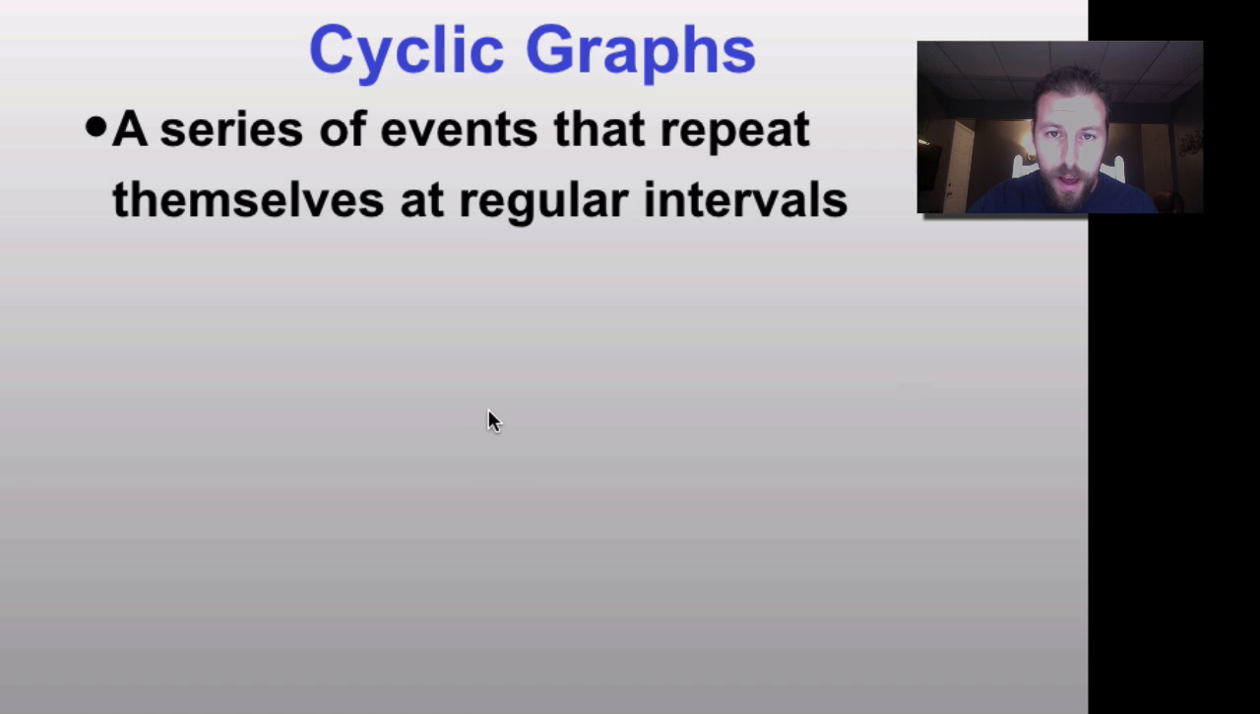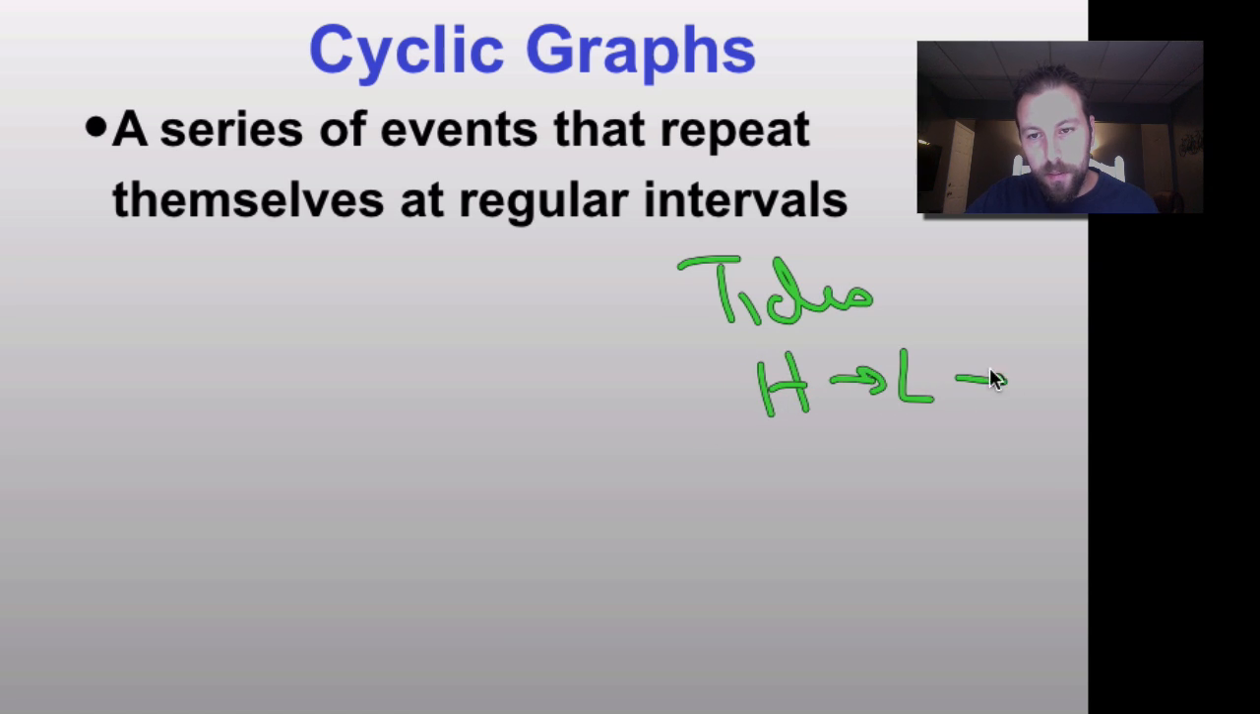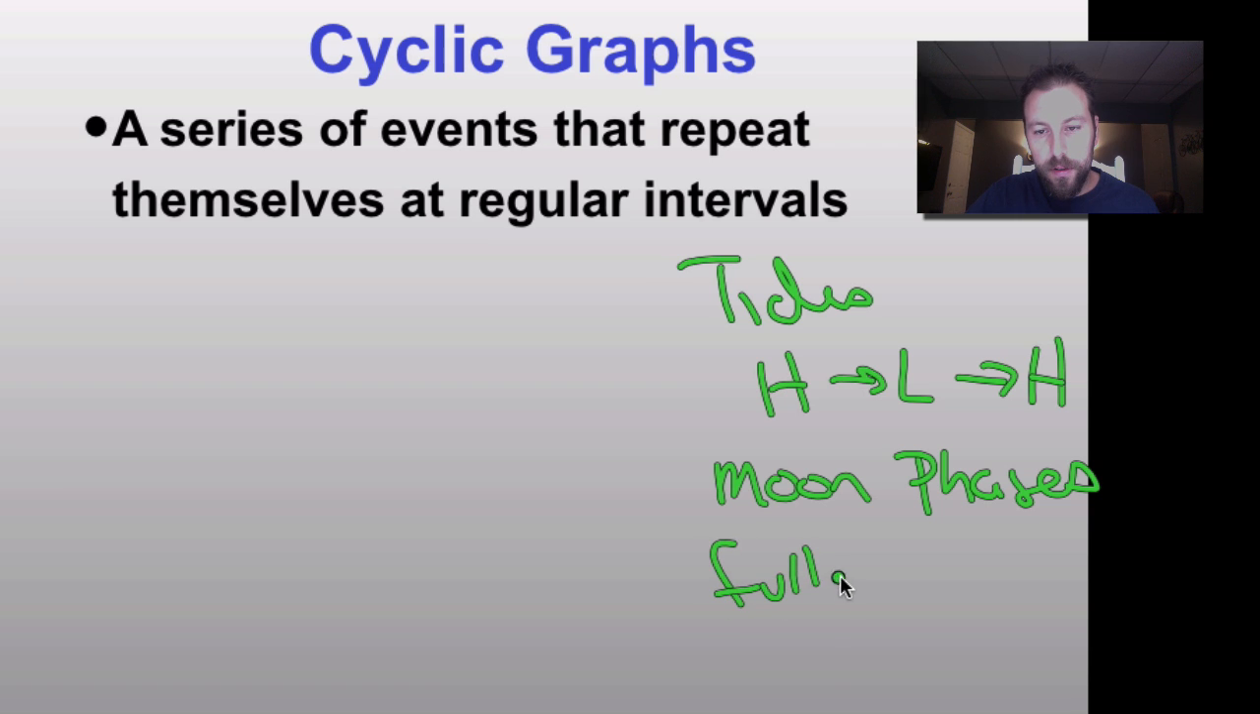Another common type of relationship that we see are cyclic events or cyclic graphs. These are just a series of events that repeat themselves at regular intervals over time. Some common things are like tides. We go from high tide to low tide, back to high tide. Or moon phases. Full to new, back to full, with some other, of course, parts of the phases there.